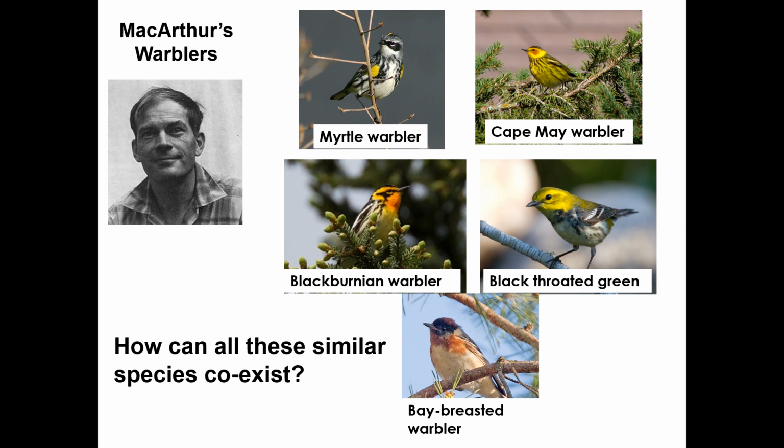And MacArthur had this question about how do all these species coexist if they seem to be occupying the same niche, right? Remember, we talked about niches, and that's sort of the role that a species plays in its community, the resource requirements, their habitat, their diet, and so on. These species all seem to be occupying the same niche. Why doesn't one outcompete the others? How can they all coexist if they're so similar?